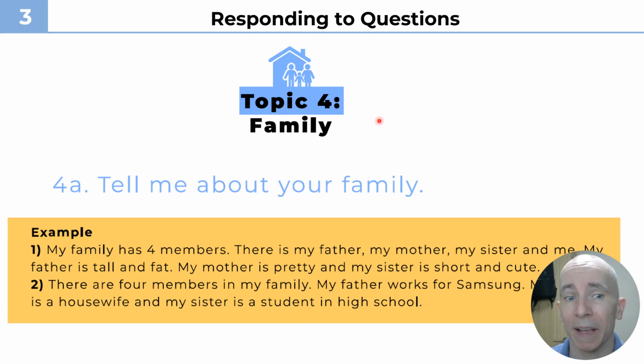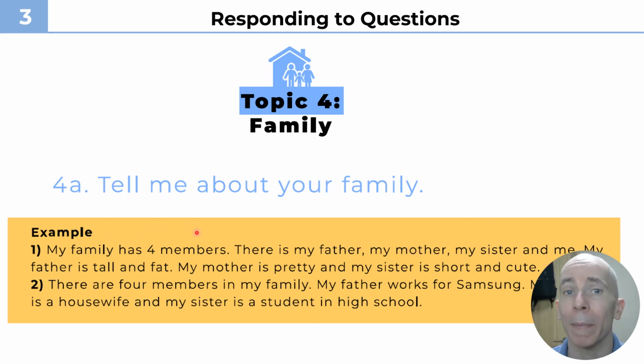Topic 4 is family. Tell me about your family. Example, my family has 4 members. There is my father, my mother, my sister, and me. My father is tall and fat, my mother is pretty, and my sister is short and cute. So this person described their family.